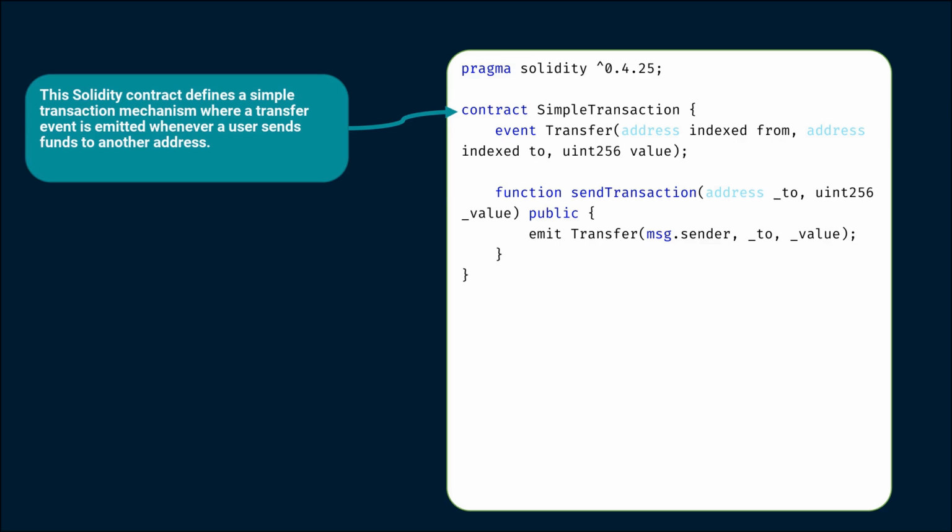Next, we have the function sendTransaction, which takes two parameters, the recipient's address and the amount to be sent. When this function is called, it triggers the transfer event using the emit keyword, effectively logging the transaction details onto the blockchain. This approach ensures transparency and provides a verifiable record of each transaction executed by the contract. By understanding how to manage basic transactions this way, we lay the groundwork for more complex applications where funds and data can be securely transferred on the blockchain.